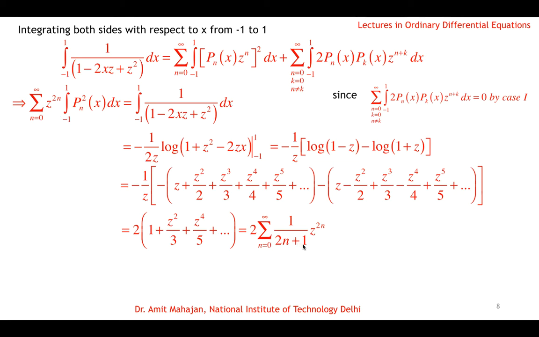So on both sides we have a summation, and so we can compare the coefficient of z power 2n. On this side it is the integral from minus 1 to 1 of Pn square x dx, and on this side it is 2 over 2n plus 1. So that gives our result for the orthogonality condition when m equals n, the Pm(x) Pn(x) becomes Pn square x dx. So this proves our orthogonality result.